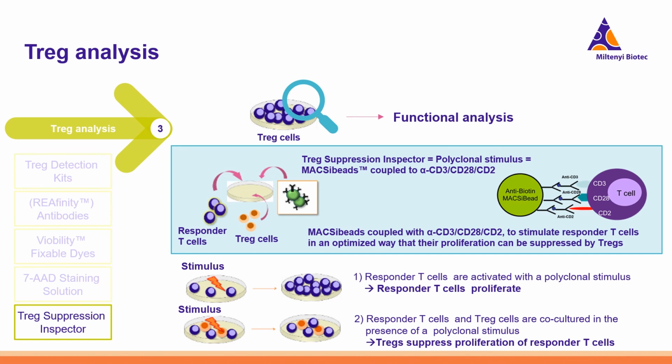Here you can see better that when your responder cells receive the stimulus, they start to proliferate. But when the responder cells are co-cultured with your functional Tregs, their proliferation is suppressed by the Tregs, which is a proof of functionality of your Tregs.